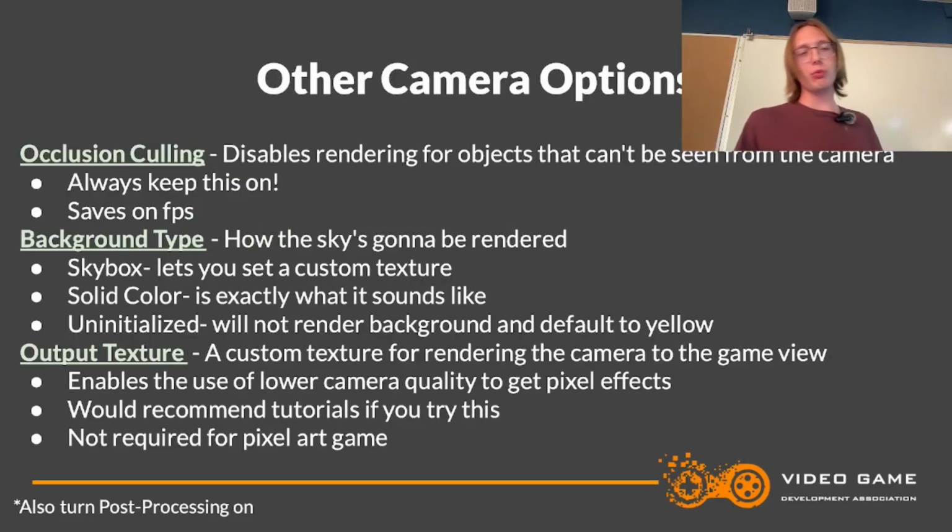Other camera options as well. This is just some miscellaneous stuff. Occlusion culling. This is going to disable rendering for objects that can't be seen from the camera. Always keep this on. Saves on FPS. Background type. This is just for how the sky is going to be rendered. Skybox lets you set a custom texture. Solid color. It's exactly what it sounds like. And uninitialized. This is not going to render a background, and it defaults to yellow.